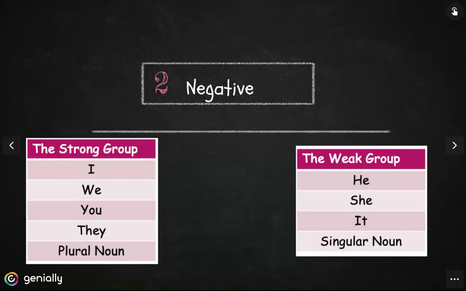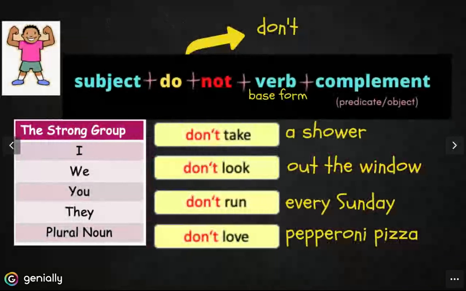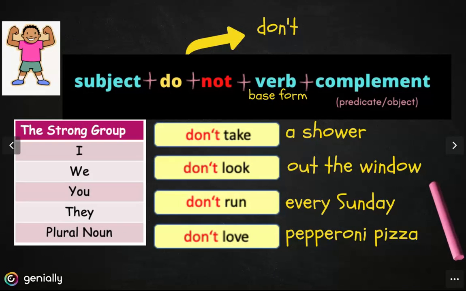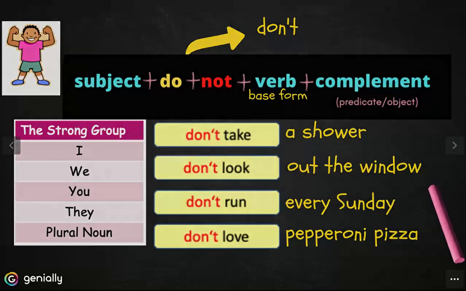Now the negative form. We're going to continue to use the same groups. For the strong group, we're going to use this formula: subject plus do plus not plus verb in base form plus complement. Remember that do and not becomes don't. Examples: I don't take a shower, we don't look out the window, they don't love pepperoni pizza.